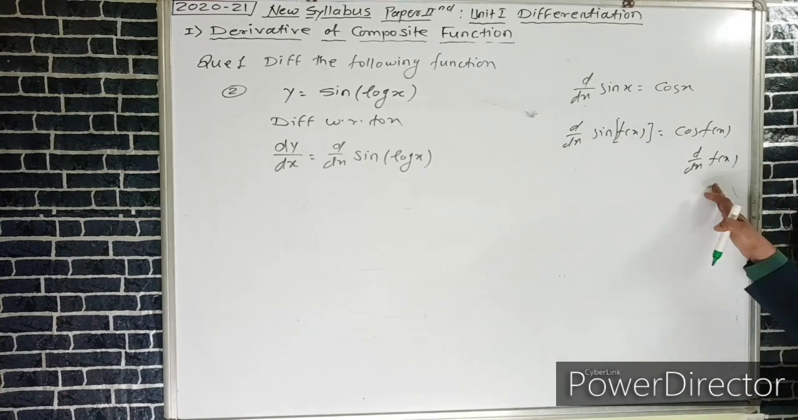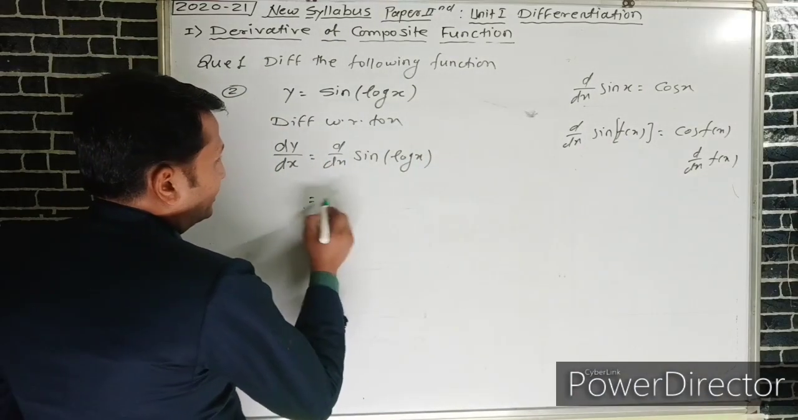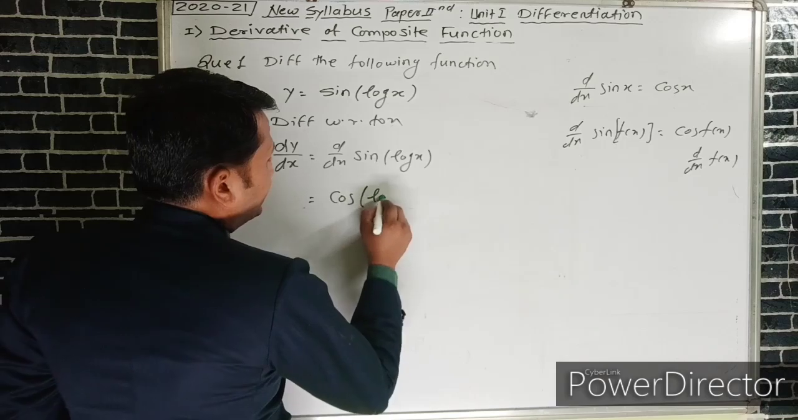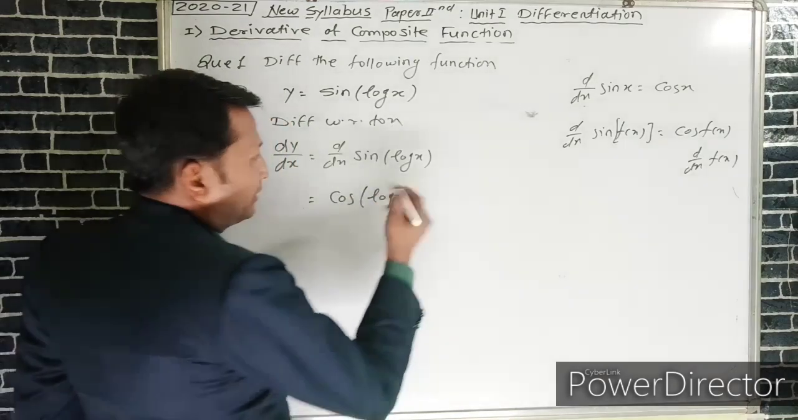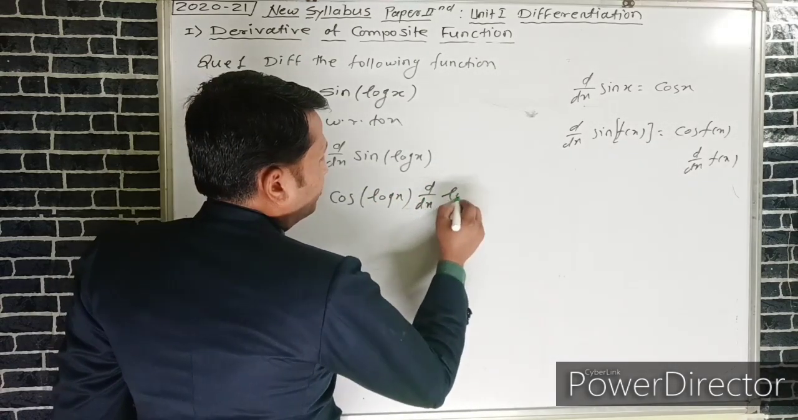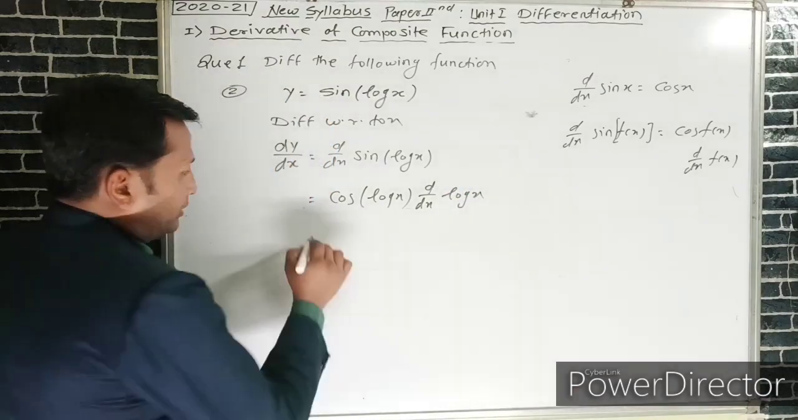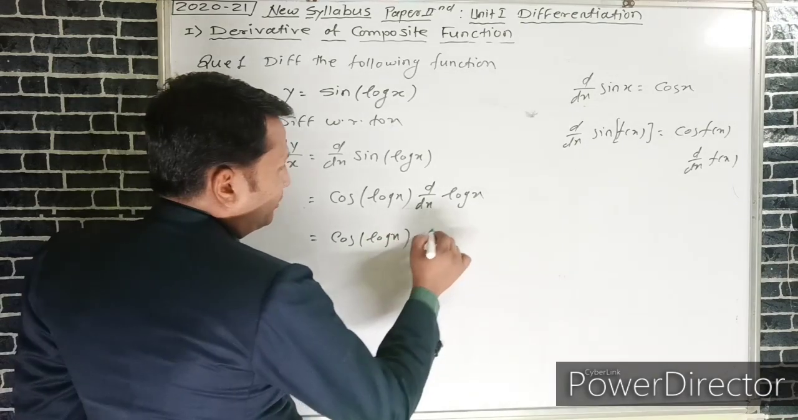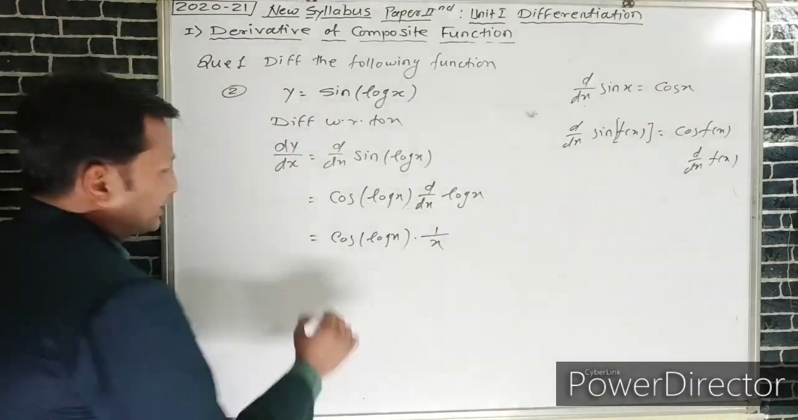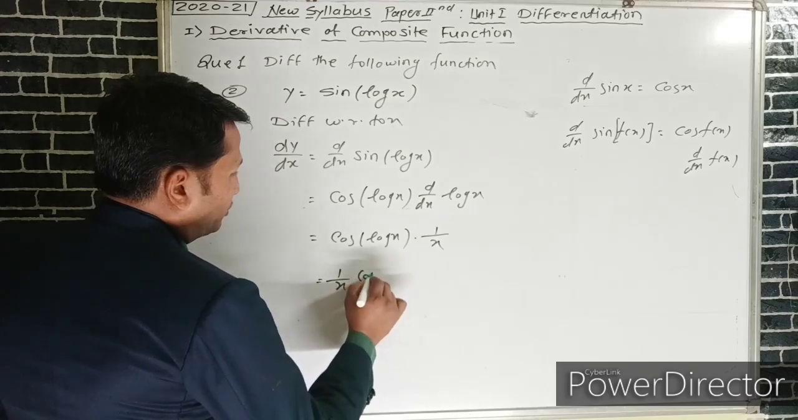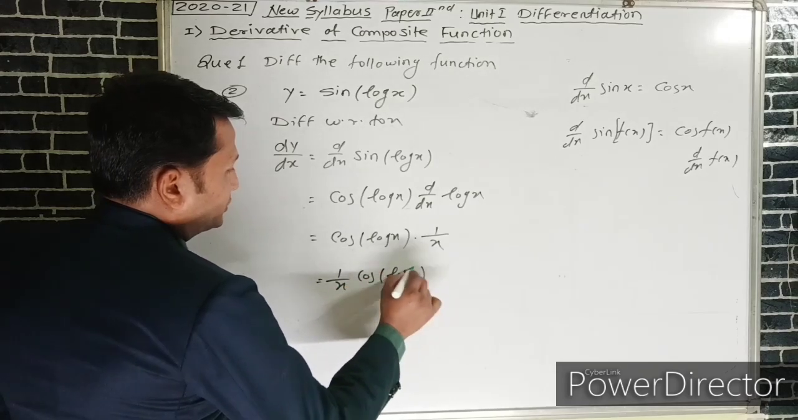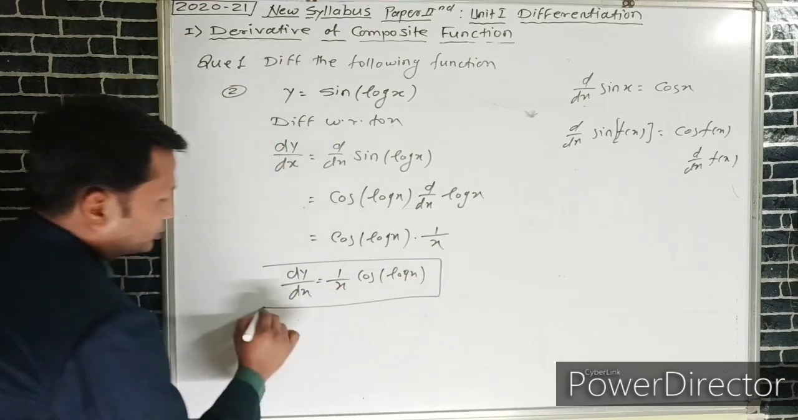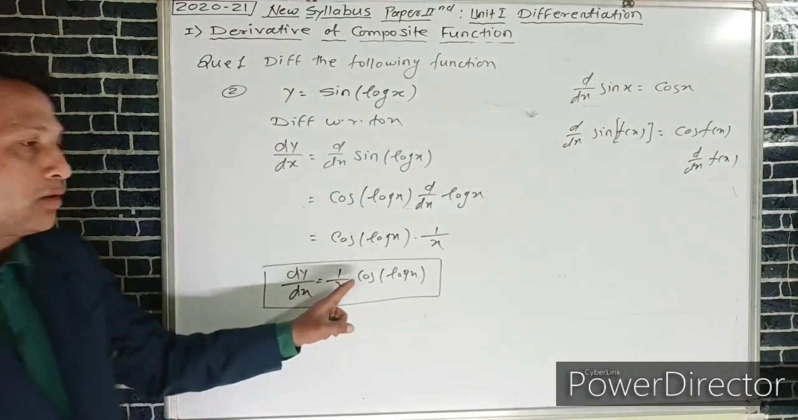By applying this, we can write the derivative of sine is cos log of x as it is, and we take again the derivative of log x. So cos of log x as it is, and the derivative of log x is 1 by x. Hence we can write it 1 upon x into cos of log of x, which is the required derivative of y, dy upon dx is equal to 1 upon x cos of log x.